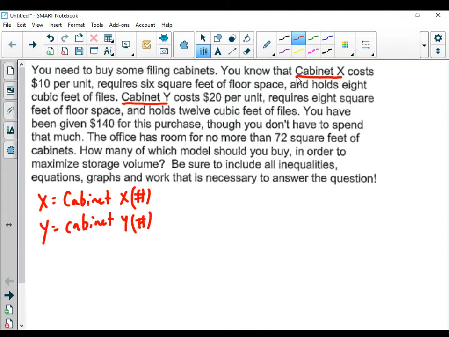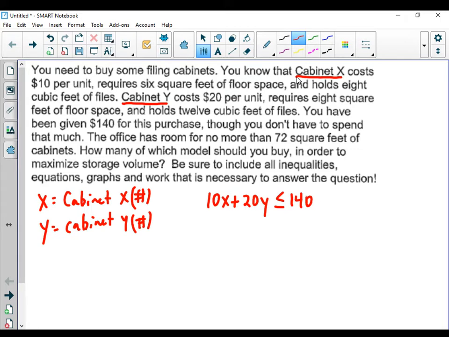All right, well, our limitations. We basically have 2 sets of limitations. We have limitations on the amount of money that we can use, and we have limitations on how much space we can take up in our office. So let's start with our money. Cabinet X was going to cost $10 per unit, and cabinet Y was going to cost $20 per unit. So 10X plus 20Y would be our total cost. Our total cost cannot exceed $140, so it has to be less than or equal to $140.